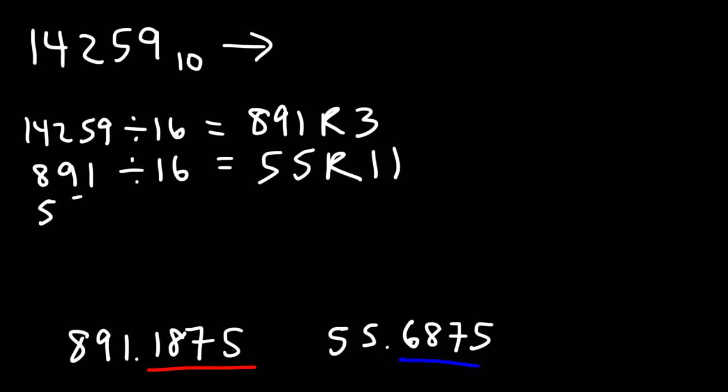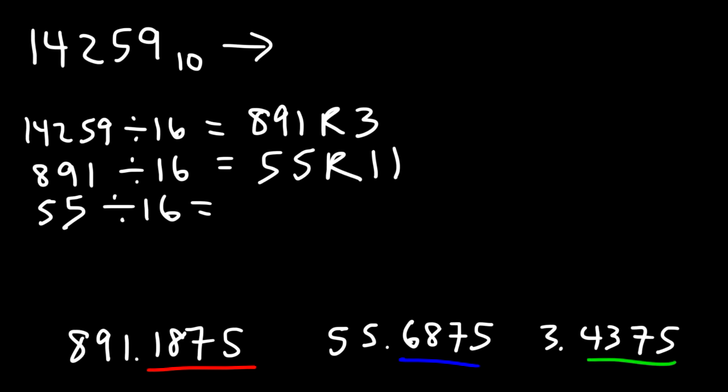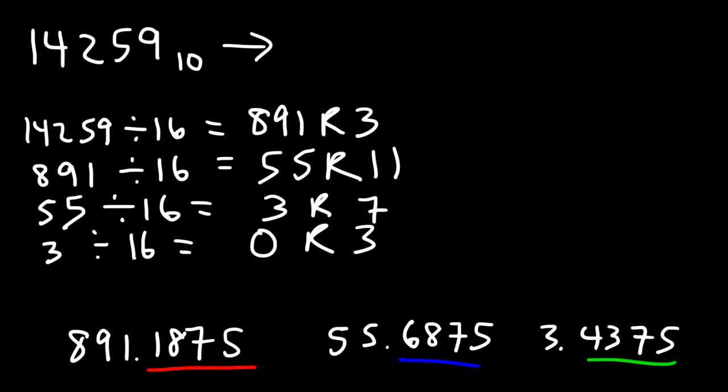And then it's going to be 55 divided by 16, which is 3.4375. So we're going to get 3, and then 0.4375 times 16 is 7. Next, 3 divided by 16. 16 doesn't go into 3. So 16 goes into 3 0 times with a remainder of 3. And that's where we stop.